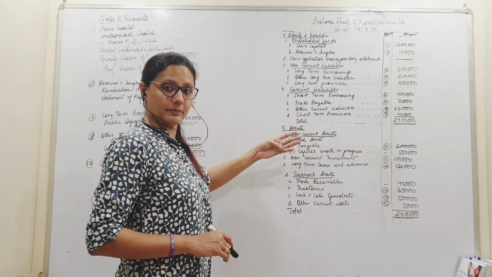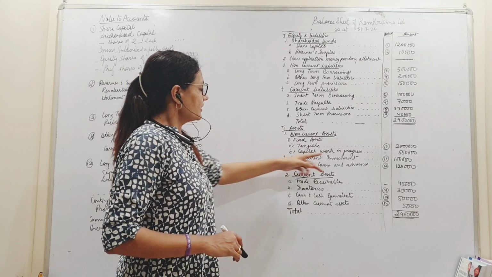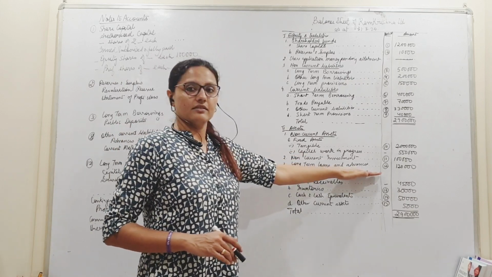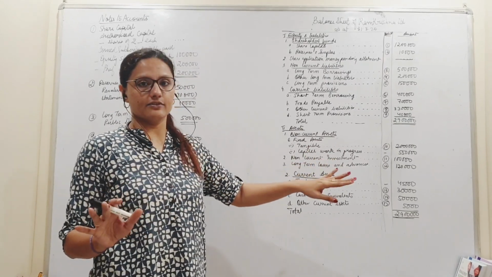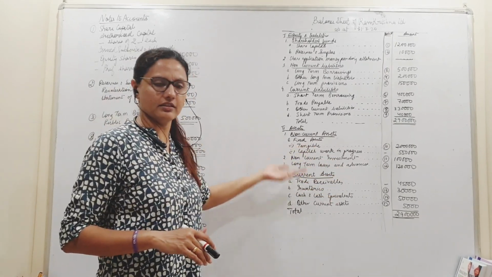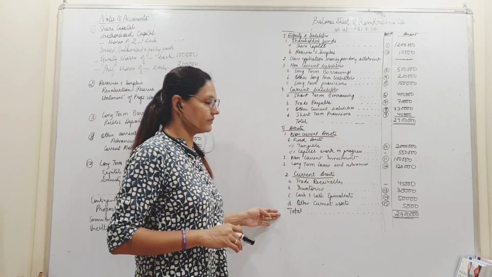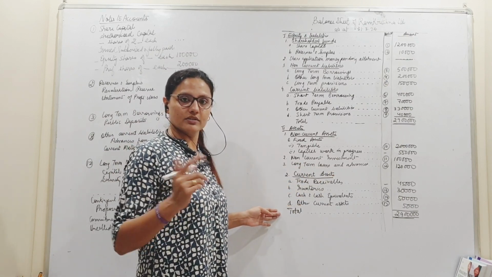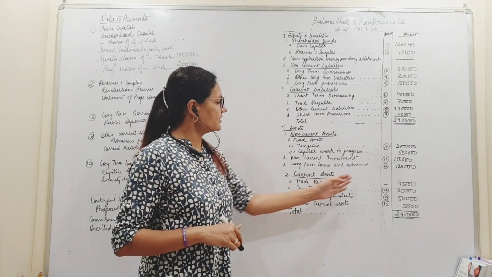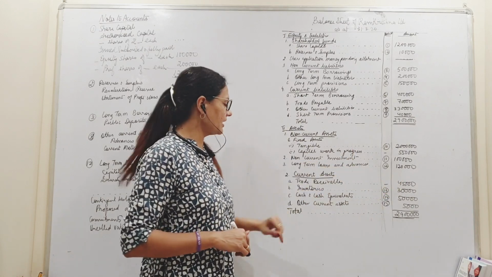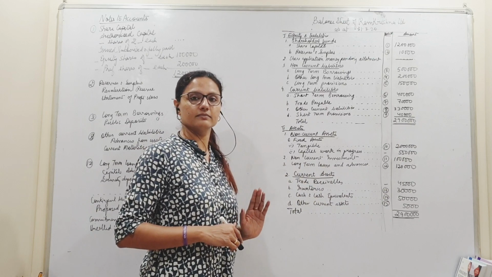Fixed assets had 4 subdivisions, only 2 are given, so I have mentioned only 2. Non-current investments, long-term loans and advances. Other non-current assets are not given and deferred tax asset is not given. I have not written here in the solution. Current assets, there are 6 but only 4 are given. Short-term loans and advances is not given, current investments is not given, so I have left that. Trade receivables, no notes, but I have put the amount. Inventories, cash and cash equivalents, and other current assets, and then the total.